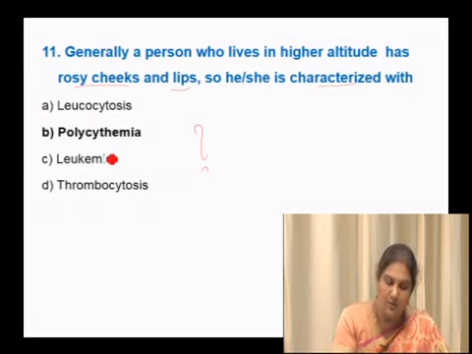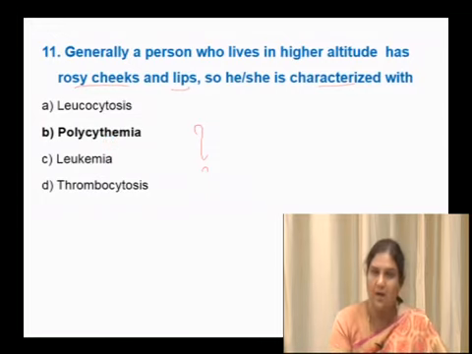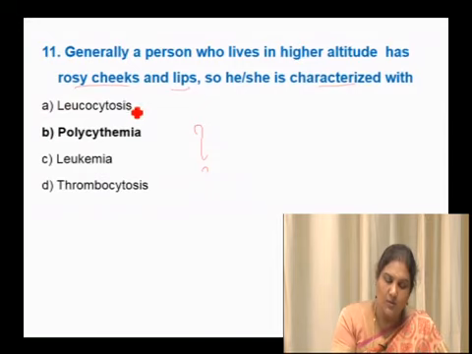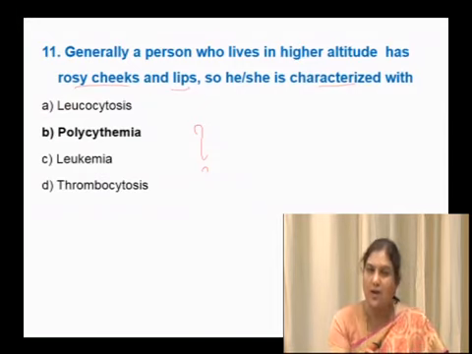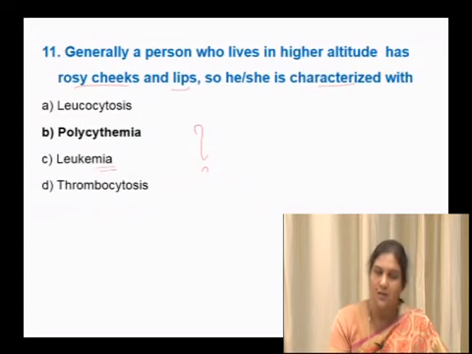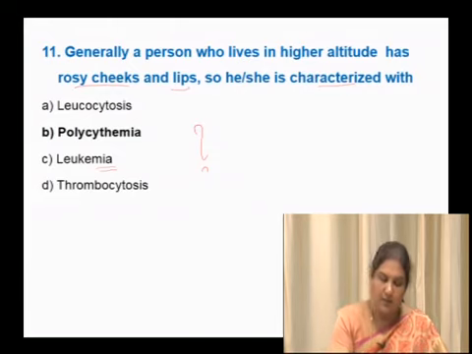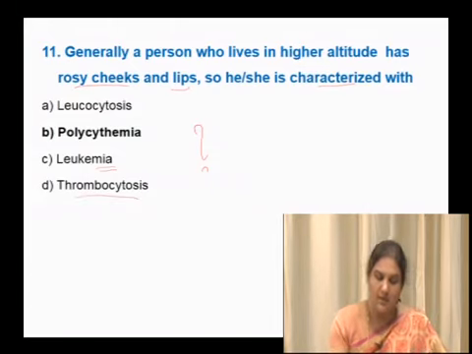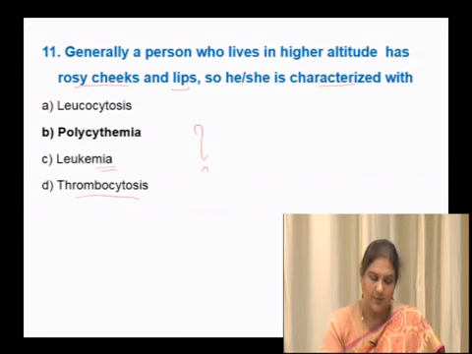We have leukocytosis and leukemia. Both are the increased WBC counts itself. Leukocytosis is the normal increase of the WBC count under infection. But leukemia is the pathological increase of the WBC count. Increased count of the blood platelets, you just say it is thrombocytosis.